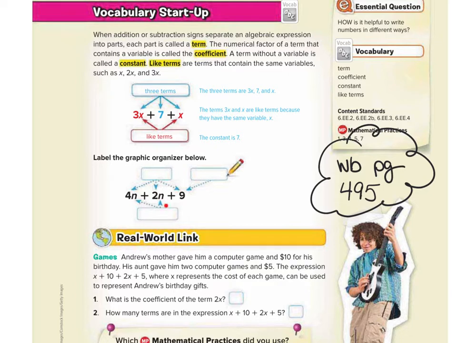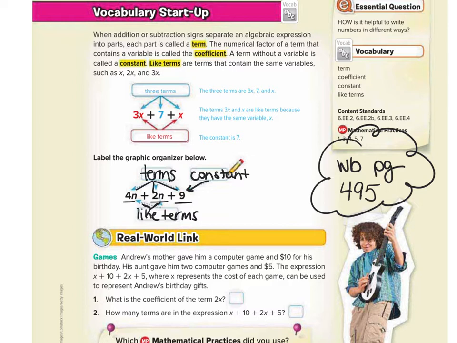So now let's try labeling this expression. In this expression, 4n, 2n, and 9 are the terms. So there's three terms in this expression. 4n and 2n are like terms because they both have an n. They have the same variable. And then lastly, the number 9 is a constant. That is a term with just a number.